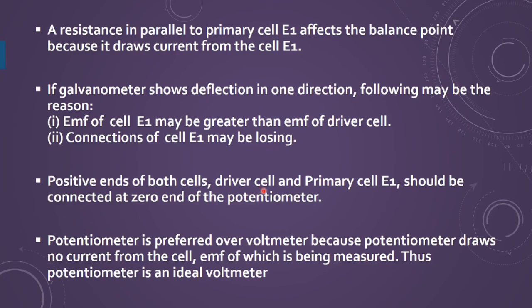Positive end of driver cells and primary cells should be connected at the 0 point. That is to be taken care of, because otherwise you will not be able to get any readings at all. And for this reason, you know that we are preferring the potentiometer over the voltmeter, because it is not drawing any current from the cell of which we are finding the EMF. So it is working like an ideal voltmeter.